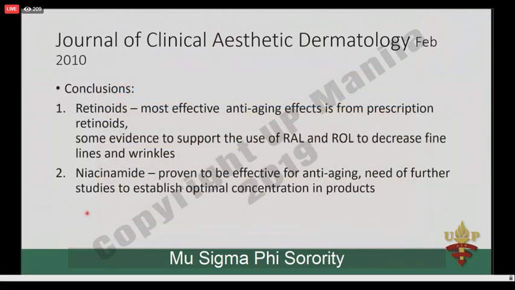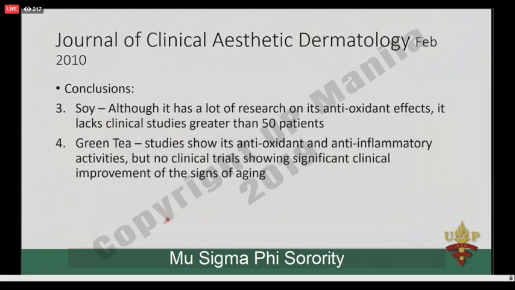So the conclusion of this article was that retinoids are the most effective as an anti-aging cream. There's some evidence to support the use of retinaldehyde to decrease fine lines and wrinkles. Niacinamide was proven to be effective for anti-aging, but there's a need for further studies. For soy proteins, although there's a lot of research on antioxidant effects, the clinical studies have fewer than 50 patients per study. Green tea shows antioxidant and anti-inflammatory activity, but no clinical trials show significant clinical improvement in the signs of aging.